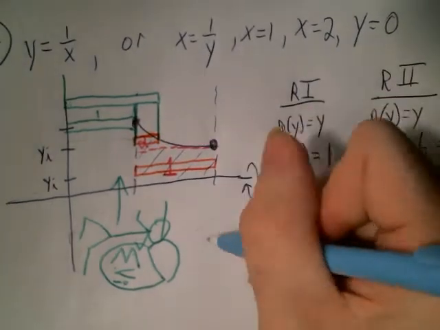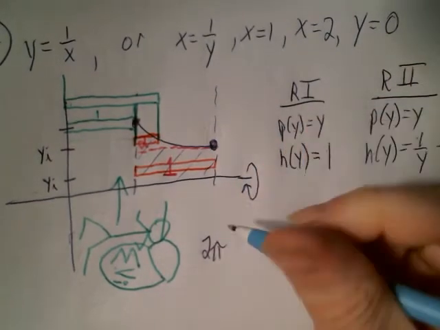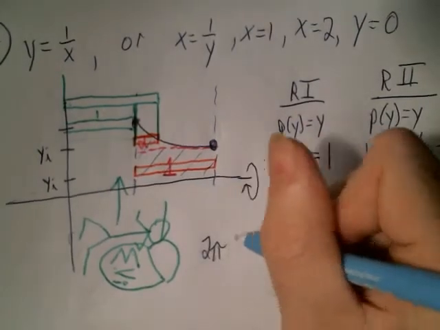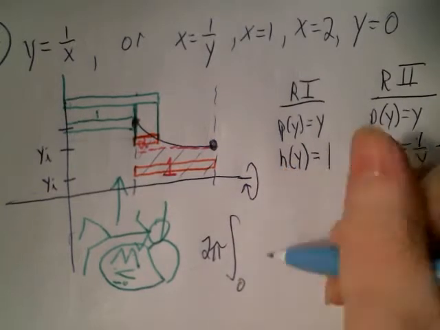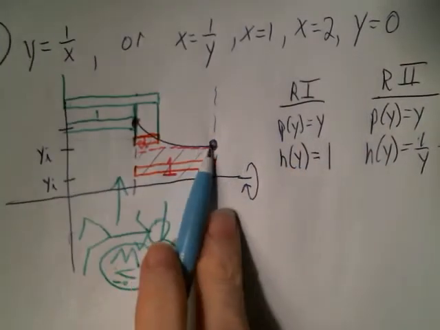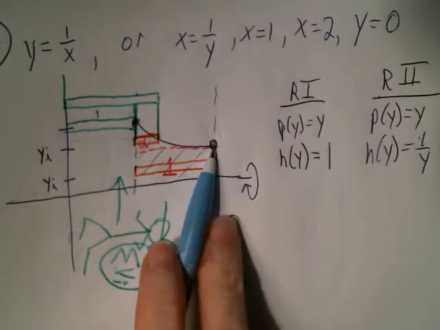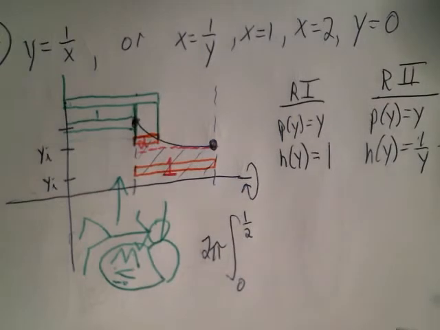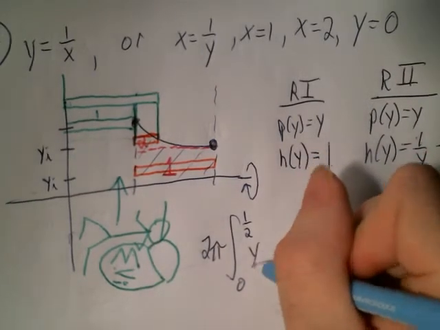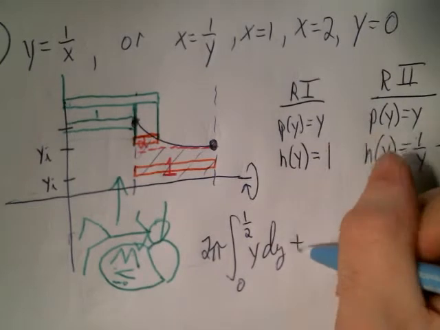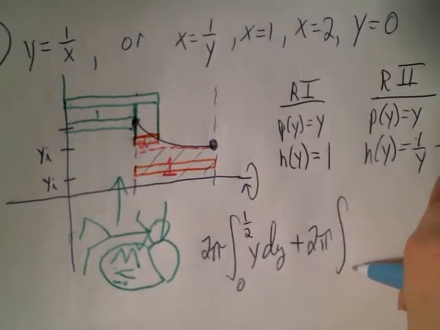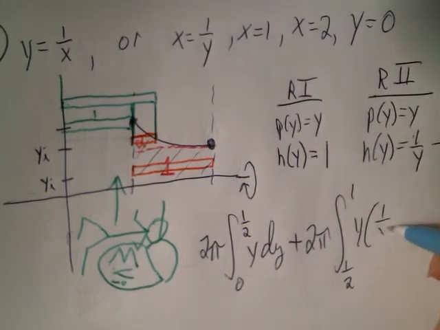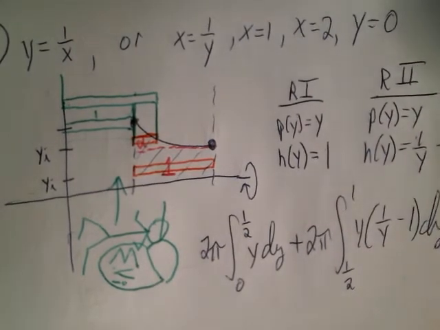So our integral then, 2 pi, there's two integrals, right? One for this first region, one for the second region. So the first integral from 0 to whatever this point, so it's 1/2 on the y-axis, of y times 1 dy, and then plus 2 pi times the integral from 1/2 to 1 of y times 1 over y minus 1 dy. Right?